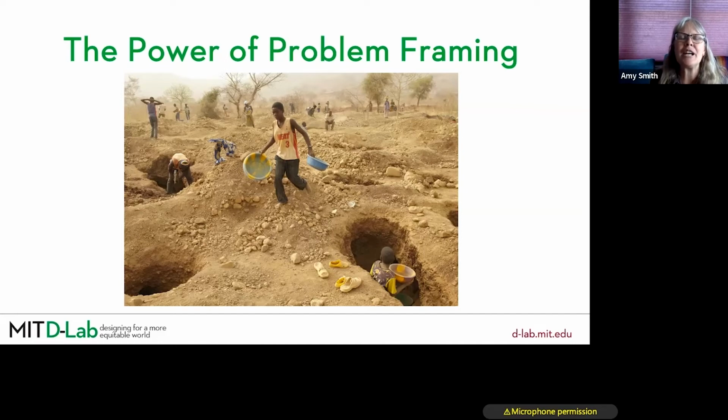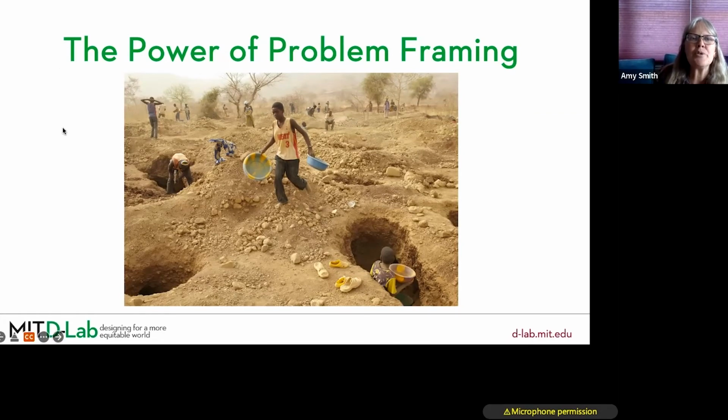And I think the thing which is really powerful about problem framing is that if you choose a good problem framing, you will choose a good solution. So this idea of knowing where to dig for your solution is a really important aspect of problem framing.